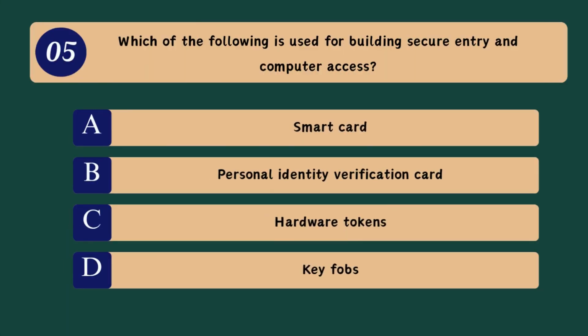Question 5. Which of the following is used for building secure entry and computer access? A. Smart card. B. Personal identity verification card. C. Hardware tokens. D. Key fobs. Correct answer, A. Smart card.